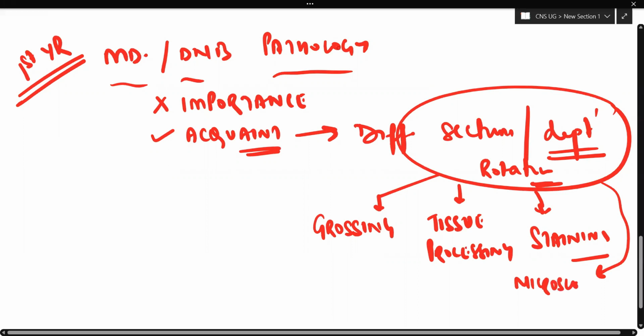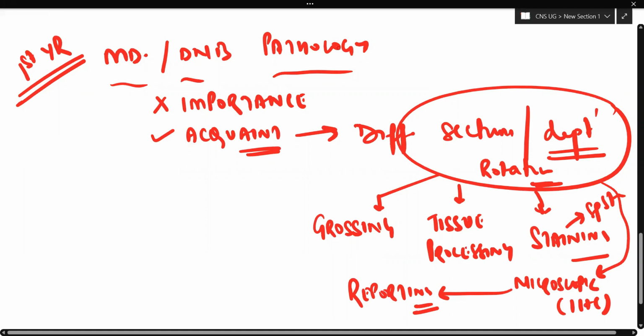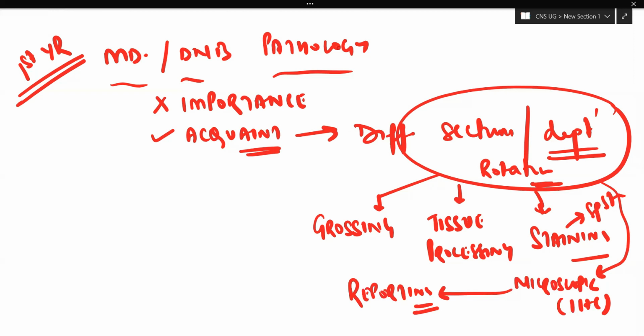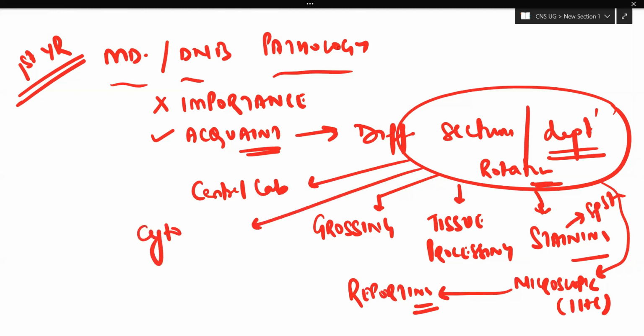So the microscopic evaluation, and after that, you have a particular report. The reporting is there. Yes or no? Then in certain situations, you have to go for certain special stains. Sometimes you also have to go for immunohistochemical evaluation. So these are the basic things that happen in your first year. Along with that, you are also posted in your central pathology or central lab duties, that is the hematology duty. Then you also have cytology as well.